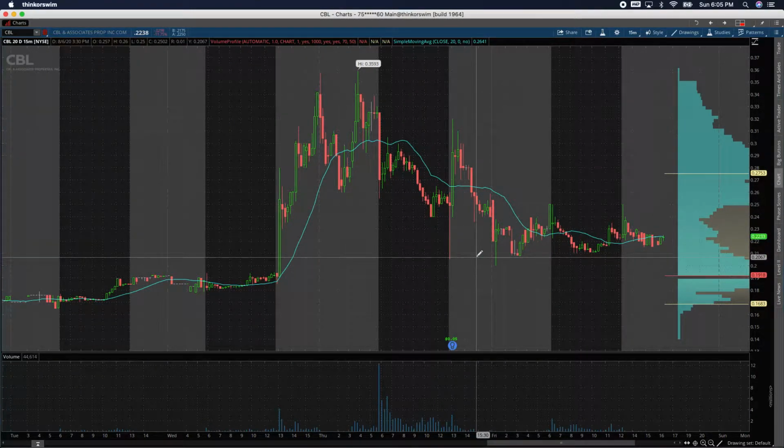My first data point, let me give you a little background, I try to use 4 or 5 different data points in order to make an overall picture on where I think the stock is going. Okay, with that said, let's take a look at CBL.